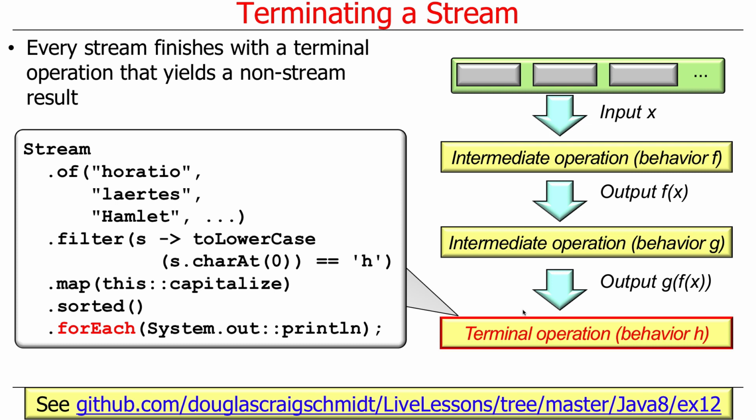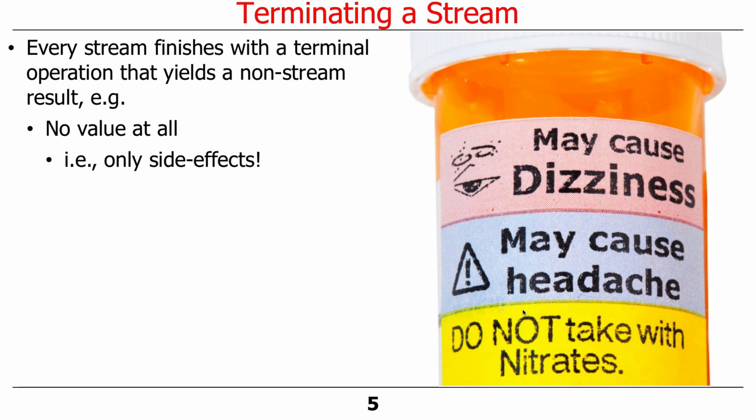So if you think back to our simple example we talked about before, where we had the characters in Hamlet, which would then be filtered out by whether they started with H, we would then capitalize them, sort them. One thing we could do at the end is print them out. And a way we could do that is by using the forEach operator, which is a terminal operator that takes a stream as input and then does not return a stream as output. So it's a non-stream operation. So forEach is a good example of a terminal operation that has no value returned. It's only having side effects. So the purpose of forEach is just to have side effects.